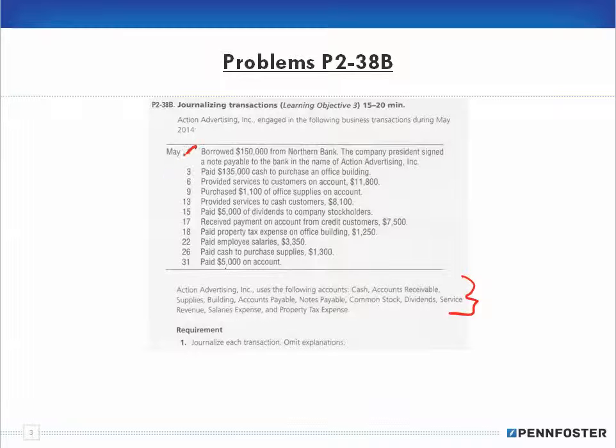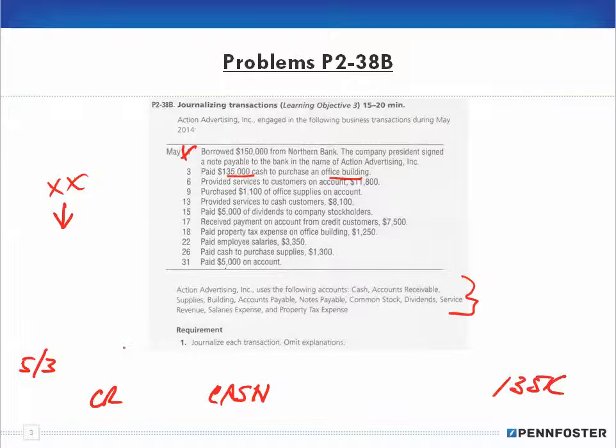Okay, next one, 5-3. Says paid $135,000 cash to purchase an office building. So am I affecting cash? Yes. My cash, since I'm paying it out, is decreasing. So if I increase cash on the debit side, that means I decrease cash on the credit side. So I'm going to credit my cash. Notice I indented for $135,000. And debits have to equal credits, so I have to debit something else.